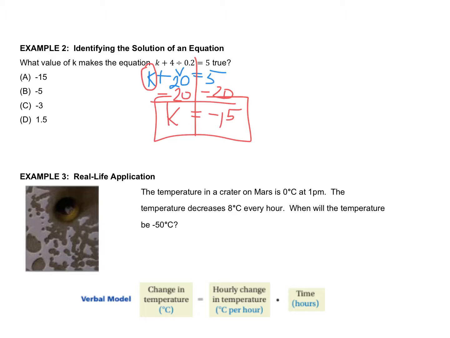Then I would look over here. Letter A is also negative 15. So my answer to make that equation work, the K would have to be negative 15.